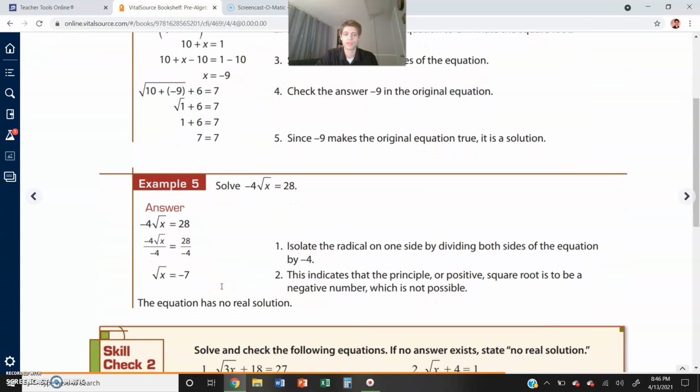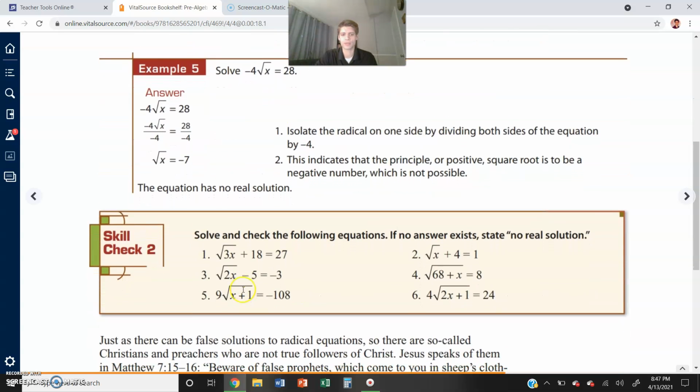Now sometimes, whenever you plug it in, do you see here we have our issue? Right away, the book stops, and they're like, whoa, whoa, whoa, I know my rule. The square root of x is equal to a negative number. I know right away there's no real solution. Why try and continue? Why square both sides and then check? I know that there's no real solution.